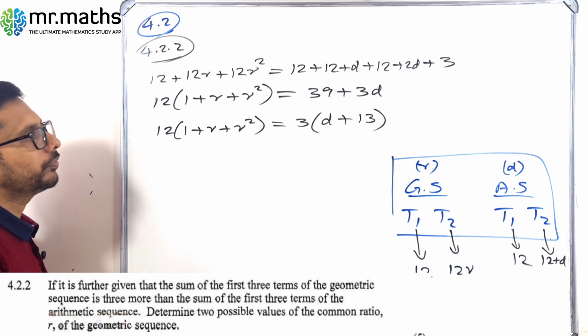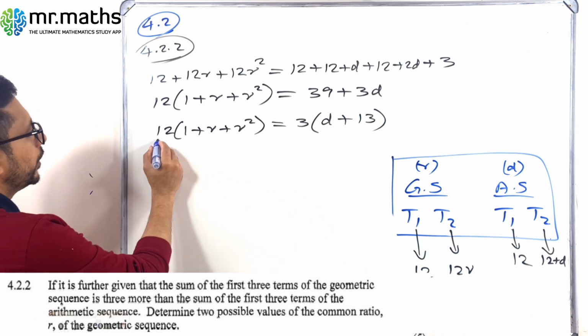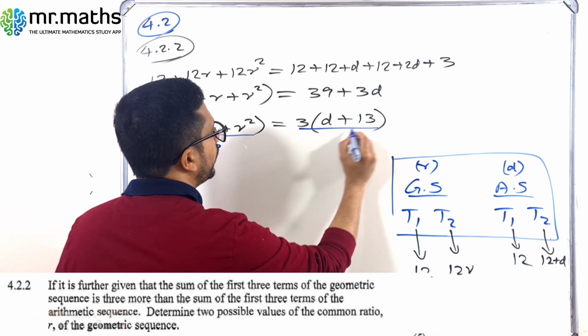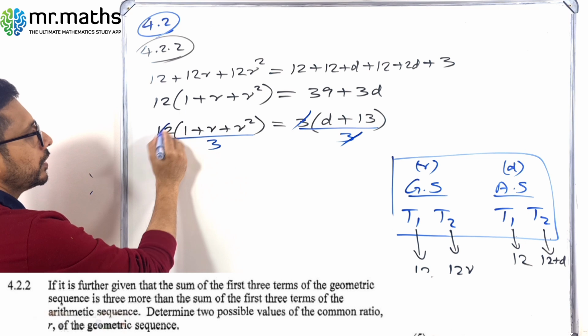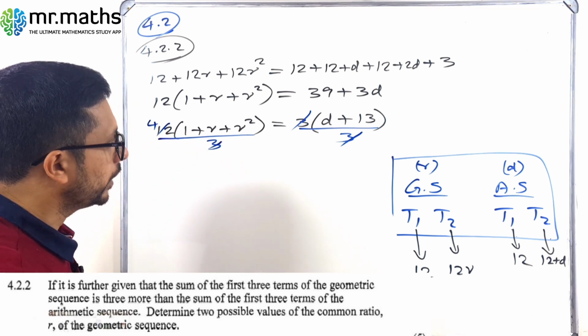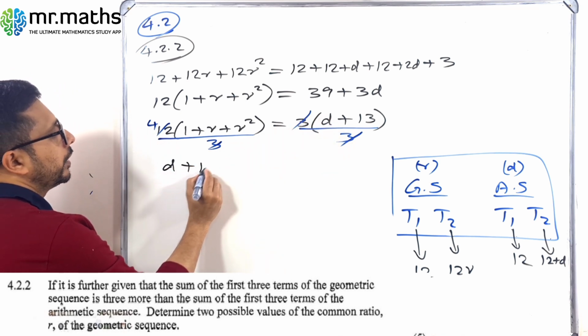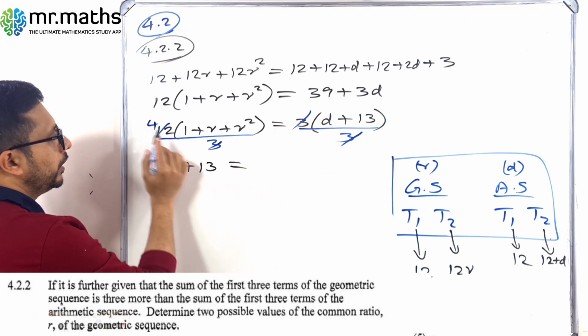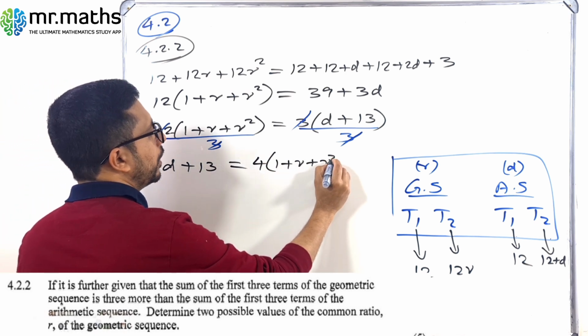So here if I divide both sides by 3, what is going to happen? Divided by 3, divided by 3. So these 3 and 3 cancel. 12 divided by 3 is 4. Okay, so what is d plus 13? So let me write this one first. d plus 13 is equal to, what is remaining here? 4 into 1 plus r square.